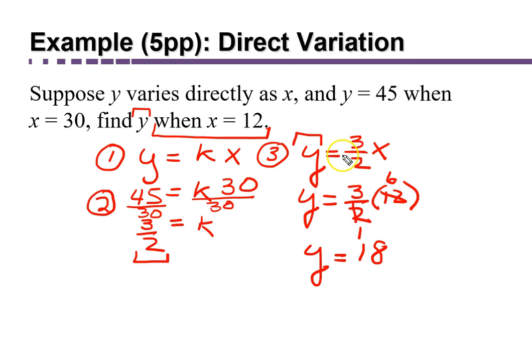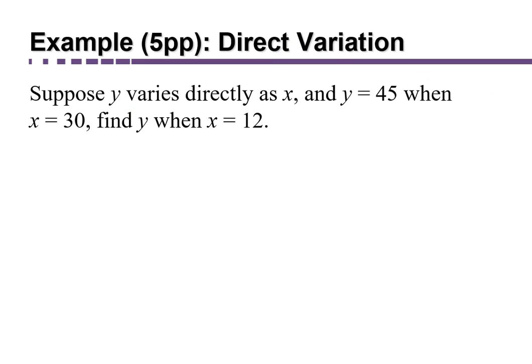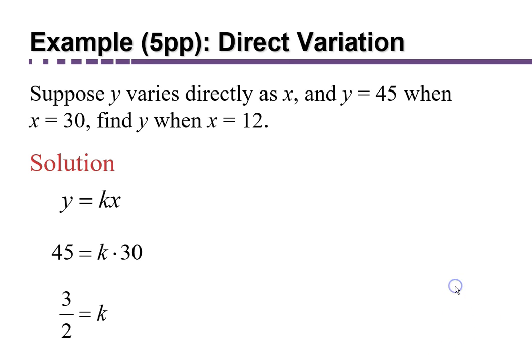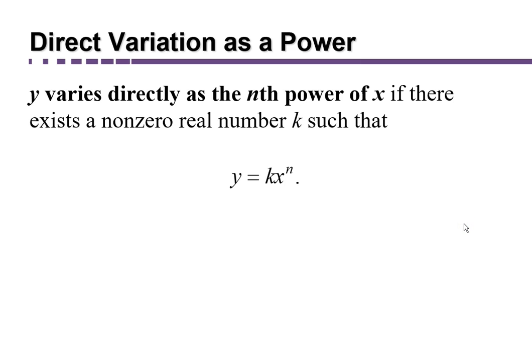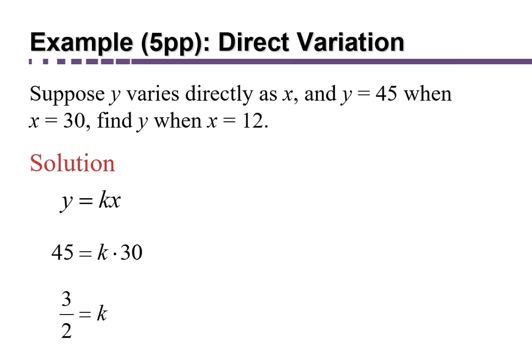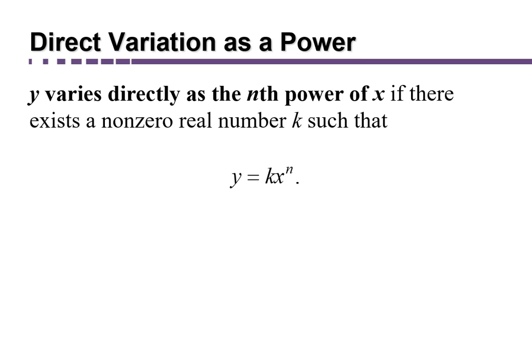So this is the protocol in solving direct variations. And there are the steps that we talked about. And then we end up with our answer, y is 18 when x is 12. Again, pause as long as you need. Now, sometimes when they modify a direct variation, instead of x being a regular kind of x, it's the nth power they use of x. And we just indicate that as raising x to some exponent.